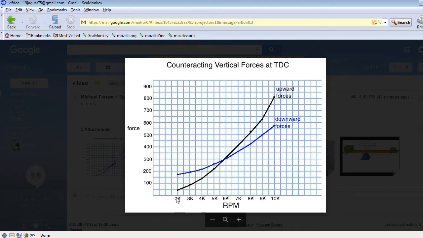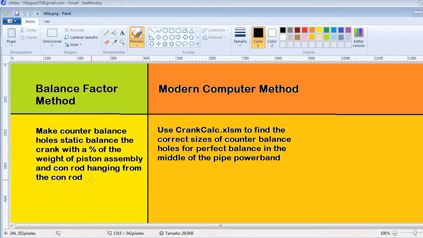Like in this case, you've got 2,000 to 10,000 RPM. This is the rate of change of the up-down force, actually the upward force at TDC, and the downward force of the crank at TDC throughout this whole RPM range. So you see they don't have the same rate of change. So where they cross is important. Where do they cross on this scale of RPM? That's very important. So like I said, with the balance factor method, you have to know the correct percentage to deal with, dependent upon the RPM.